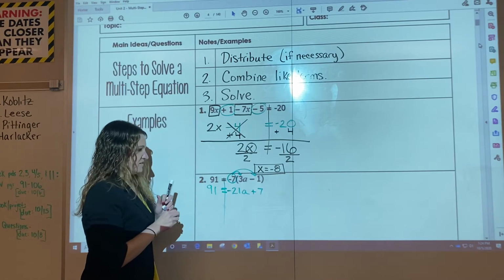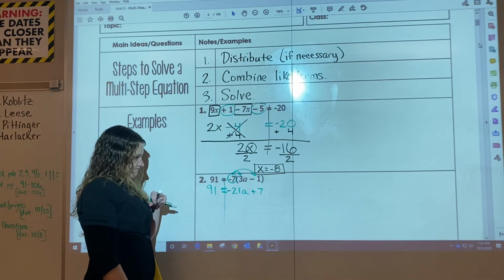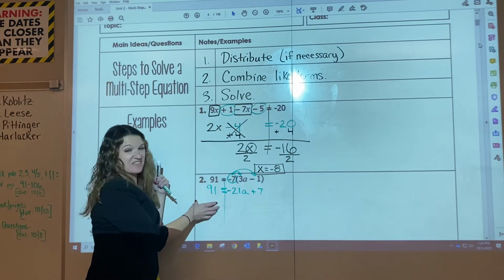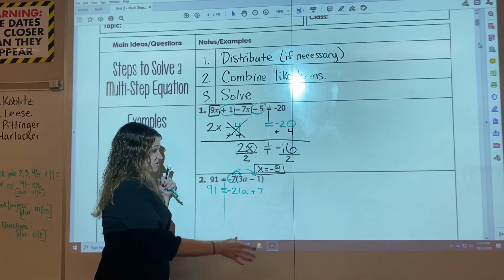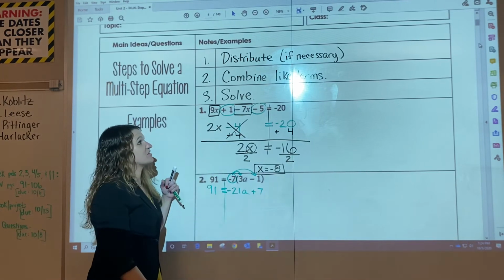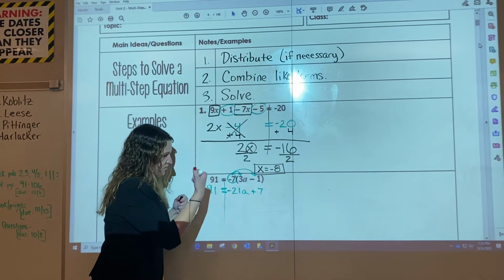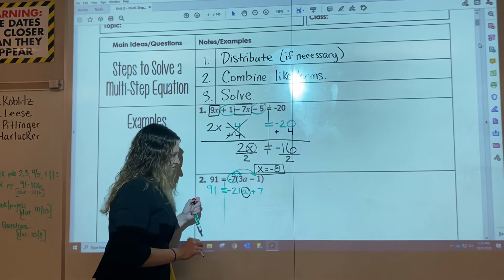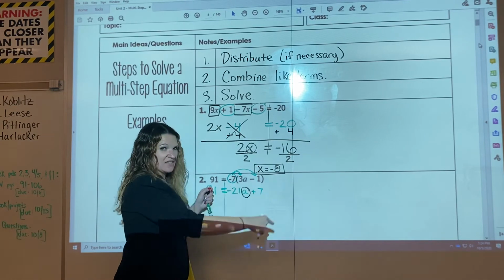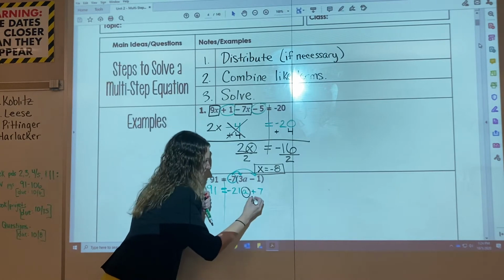All right. So our next step tells us to combine like terms. Well, there's nothing to combine on this side of the equal sign. And there's nothing to combine here. They're not like terms. So I'm on to my third step, solve. All right, so I'm looking at my variable. My variable is a. So I'm trying to get rid of the constant on this side. So my constant here is going to be the 7. I'm going to subtract 7 on both sides.